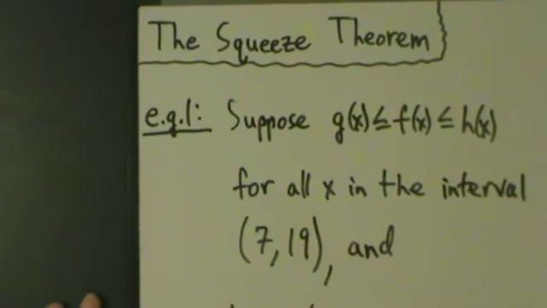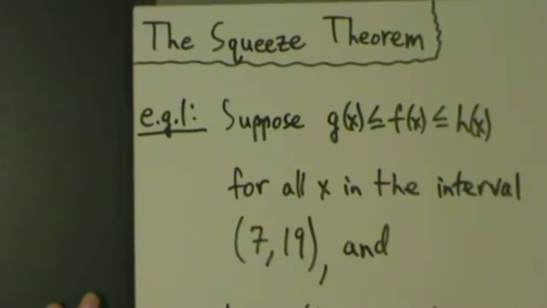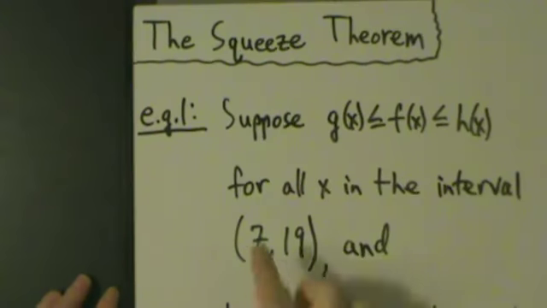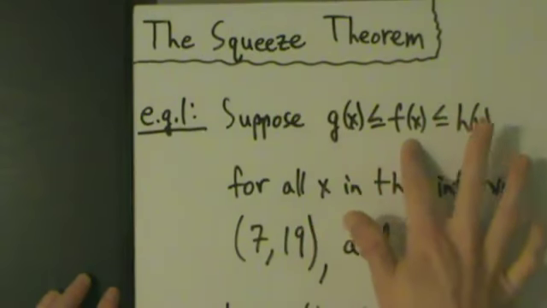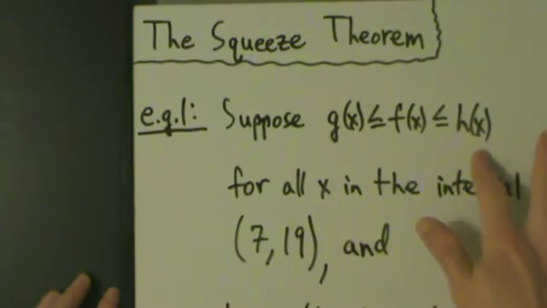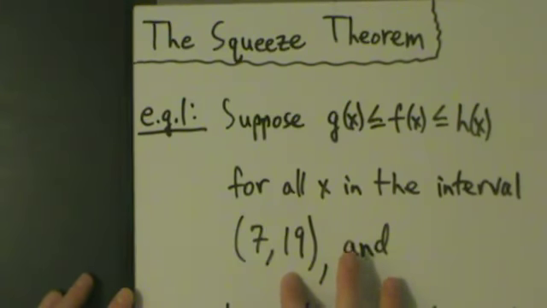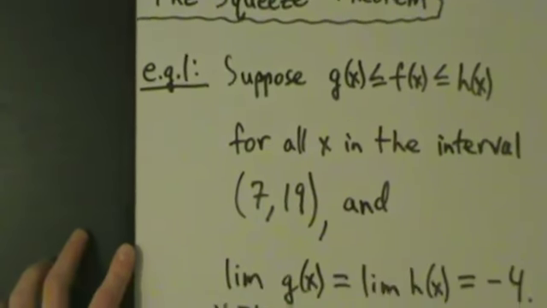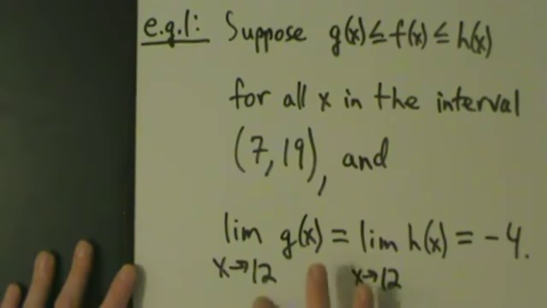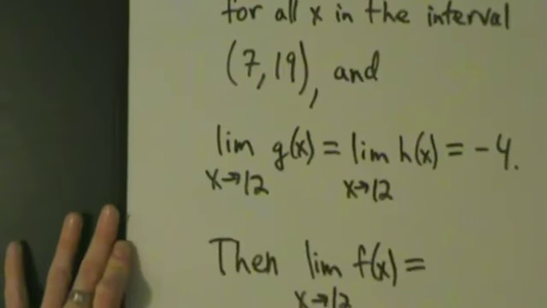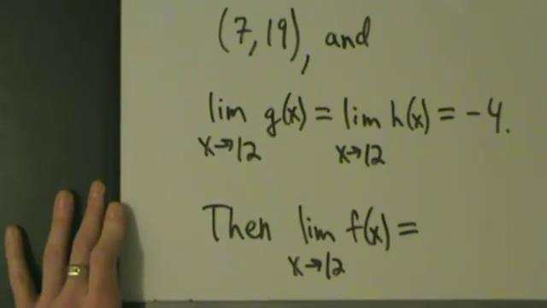So example 1, it's a pretty direct application of the squeeze theorem, but it's good to look at these sorts of things. So suppose g of x is less than or equal to f of x is less than or equal to h of x for all x in the interval 7 to 19. Okay, so this is the open interval 7 to 19, meaning 7 is less than x is less than 19. So suppose this is true, and suppose that limit as x goes to 12 of g of x equals the limit as x goes to 12 of h of x equals negative 4. Then limit as x goes to 12 of f of x equals what?